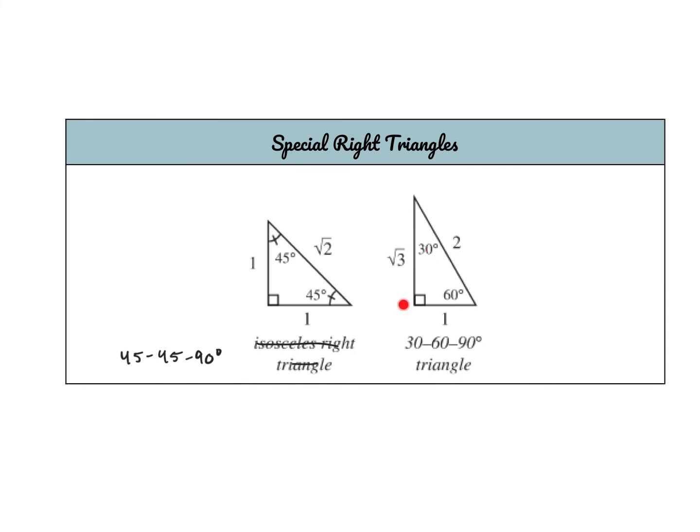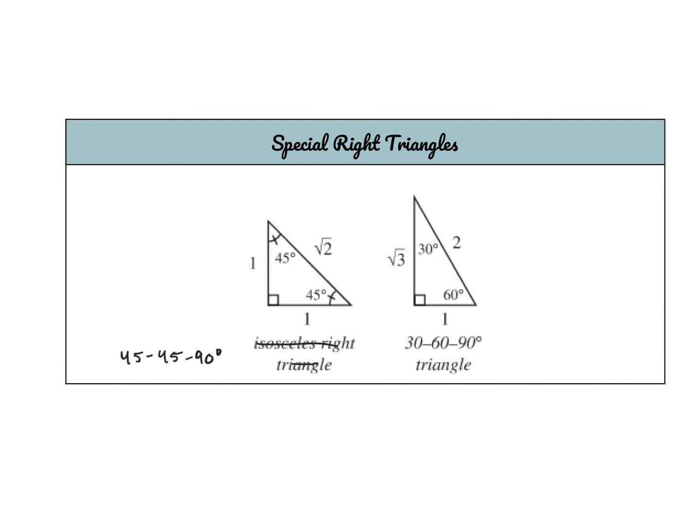And for a 30, 60, 90, the hypotenuse is always going to be twice as long as the shorter leg. The shorter leg should always be across from the smaller angle. So that's another concept from geometry. The side lengths correspond with the size of the angle.